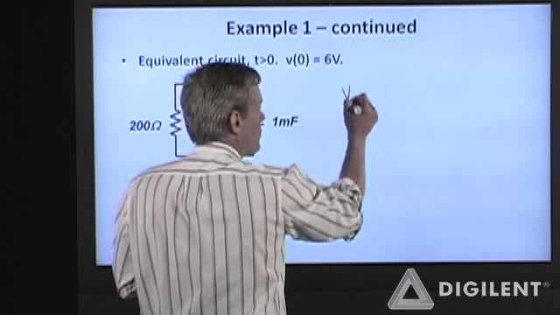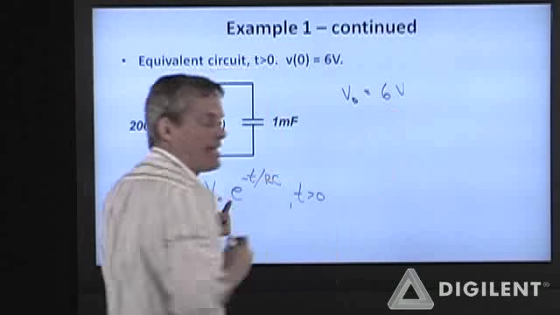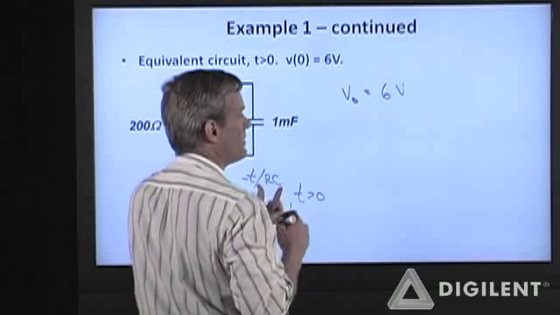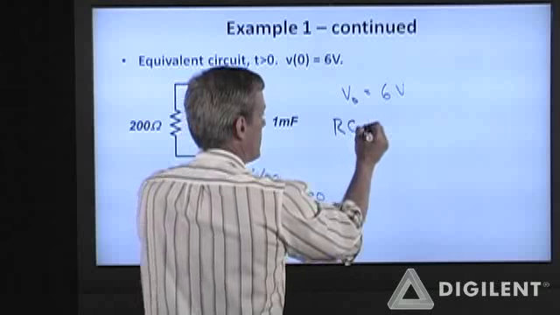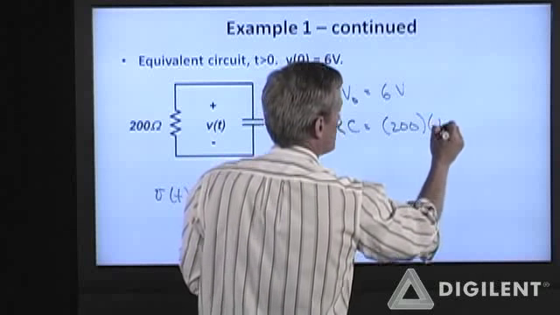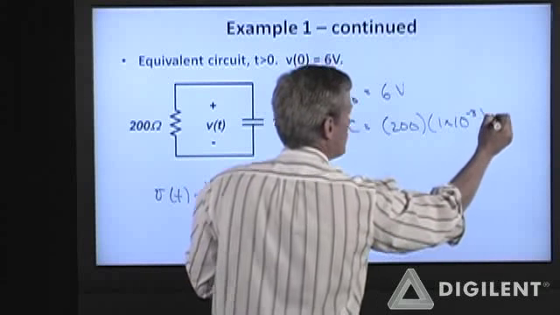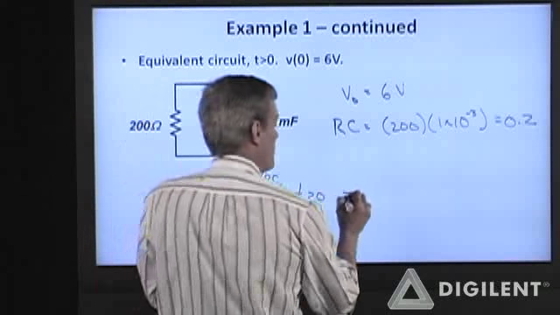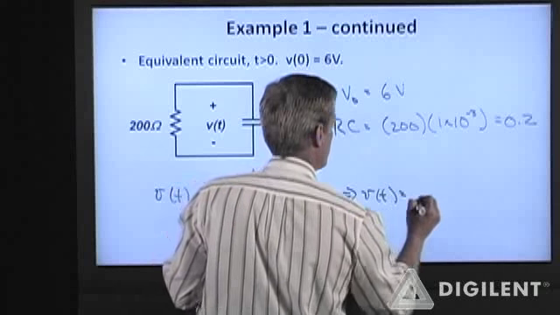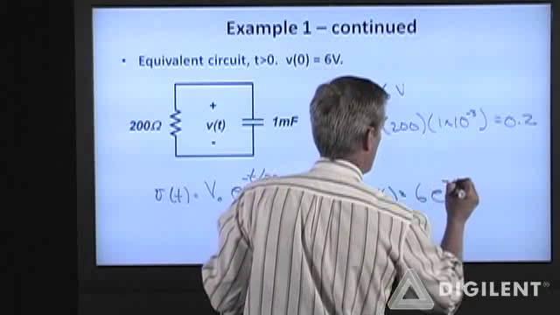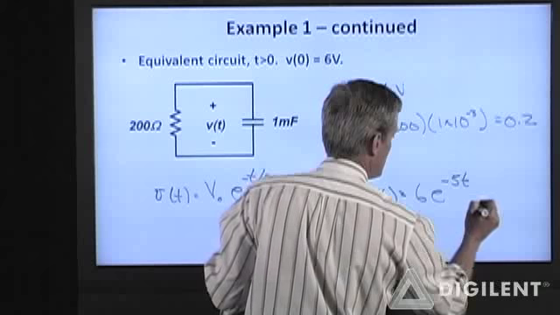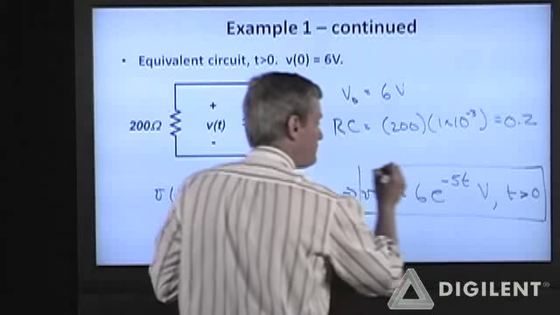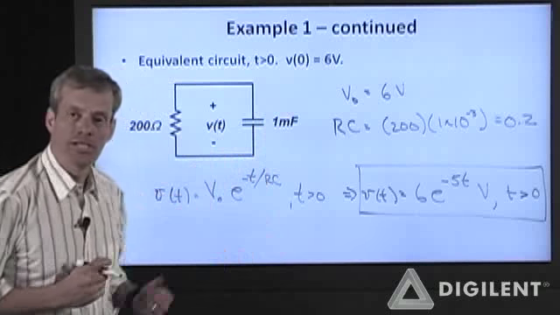V0, we already found out was 6 volts. That's our initial condition. R is 200 ohms and C is 1 times 10 to the minus 3rd farads. So RC is 200 times 1 times 10 to the minus 3rd, which is 0.2. So V of t is equal to 6 e to the minus 5t volts for times greater than 0. We've got what we originally set out to get.